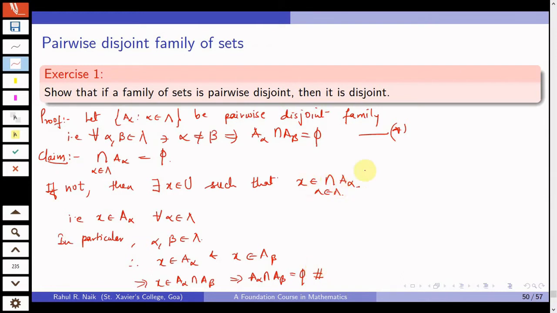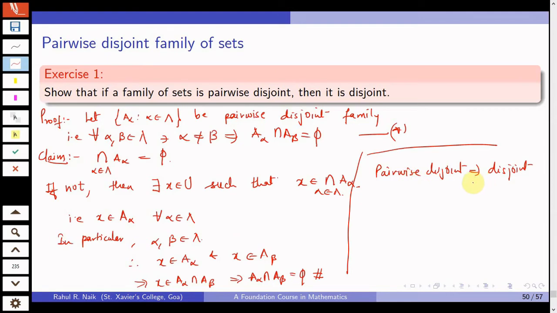So whenever the given family is pairwise disjoint, then it has to be disjoint. So always remember this fact. If you want to show that something is disjoint and you can produce the proof for pairwise disjoint, that is enough to say that it is disjoint.